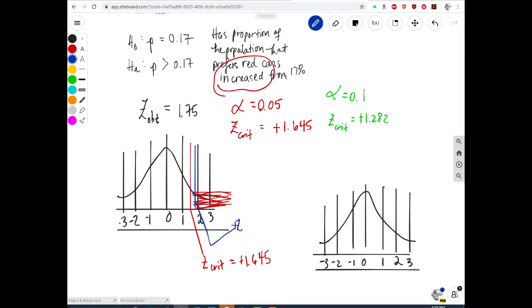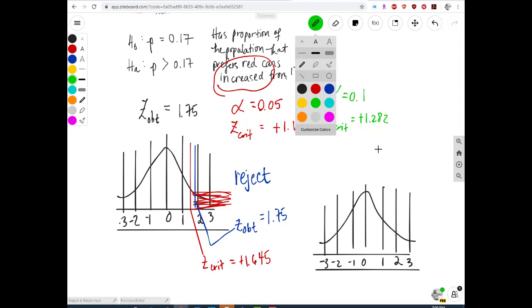This is my z obtained equals 1.75. And you will notice that it is in the area of rejection. So here I'm going to go ahead and reject the null of no difference. Let's look at an alpha level of 0.1.